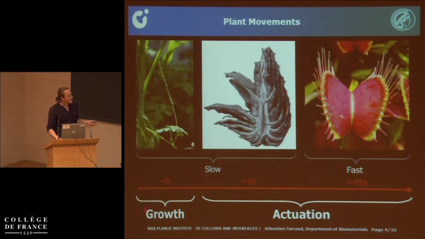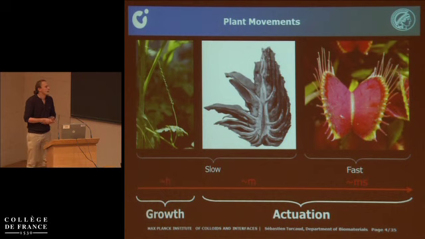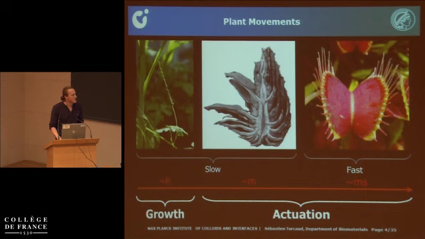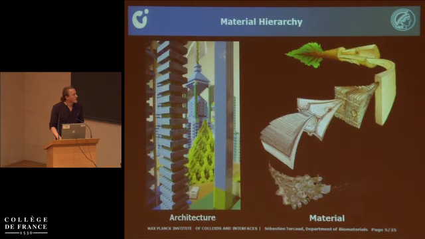And we can divide them in two categories, maybe: the growth movement and the actuation movement. Growth movements are maybe a little bit more tricky because you have biology involved, whereas the passive actuators have the best potential to being copied.